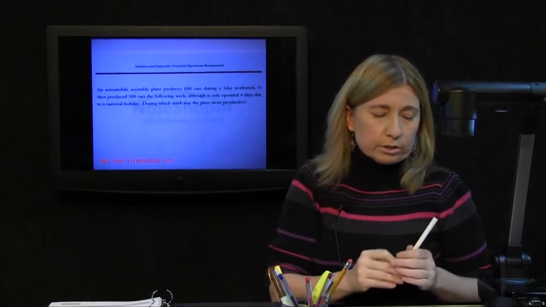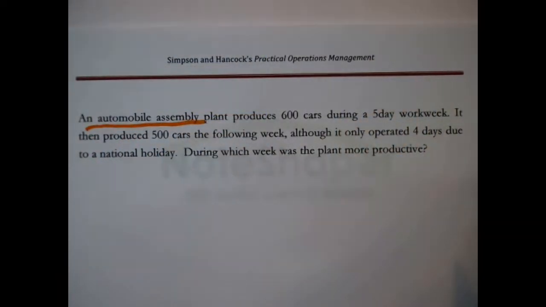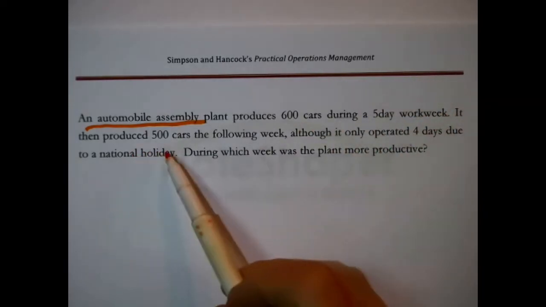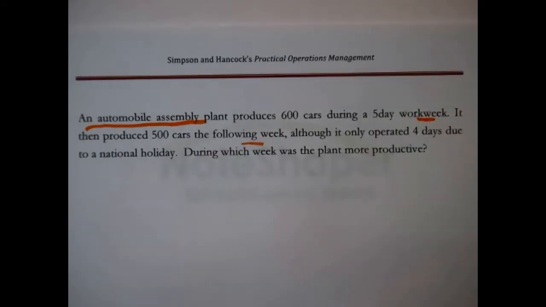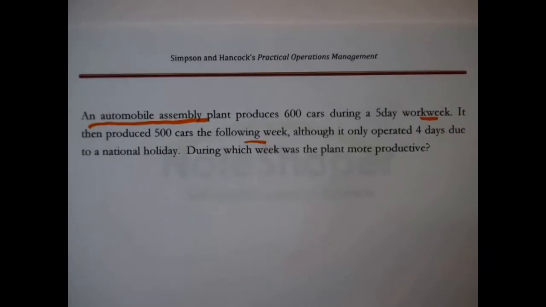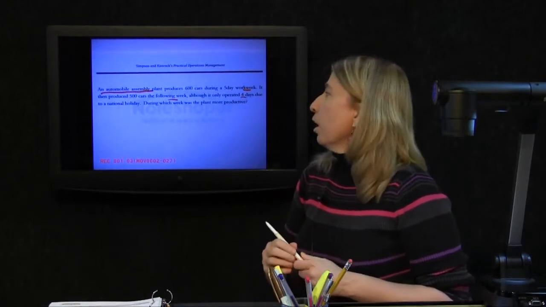Let's take a look. An automotive assembly plant, one system, produces 600 cars during a 5-day work week. It then produced 500 cars in the following week. So there's the basis for comparison. Although it only operated 4 days due to a national holiday, during which of these weeks was the one plant more productive?